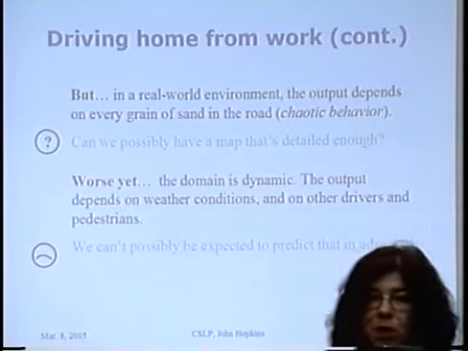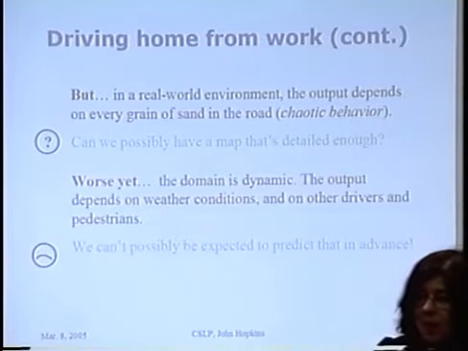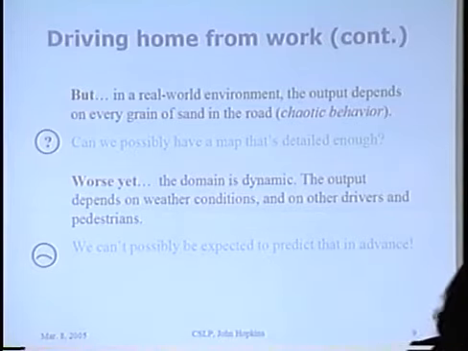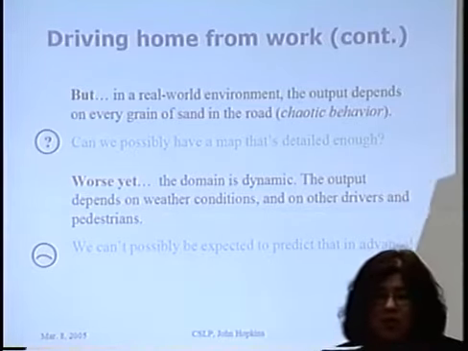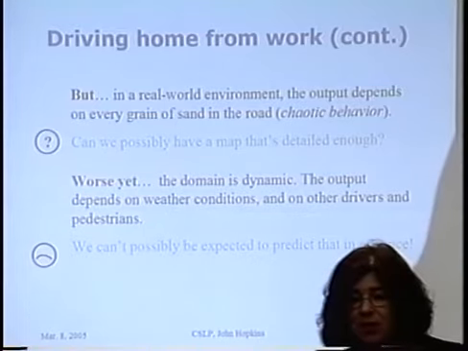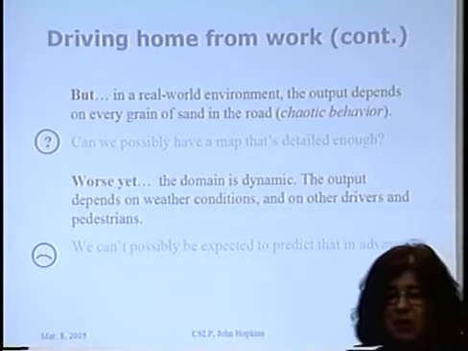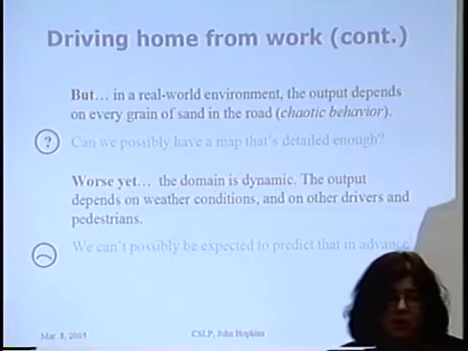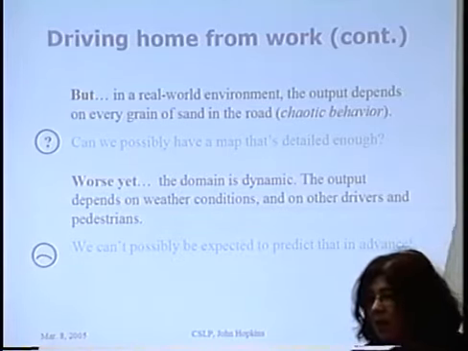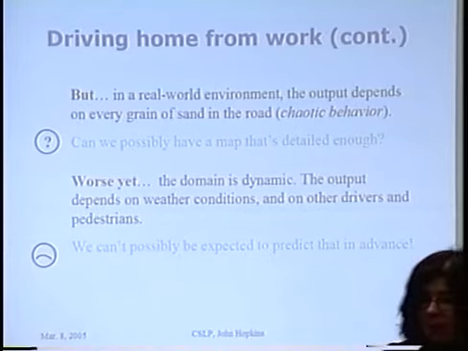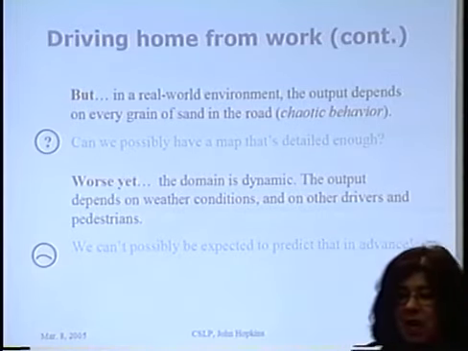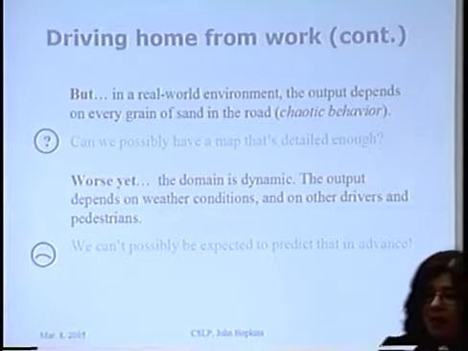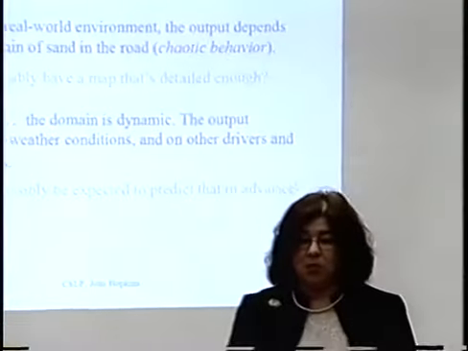But things get even worse because the domain is dynamic. The position of that grain of sand and everything else will change after the car starts driving. And so the output will depend on weather conditions, on other drivers, and on pedestrians that will be taking place after the car starts driving. At this point, you really have to give up and say we cannot be expected to predict things like pedestrian movement ahead of time.